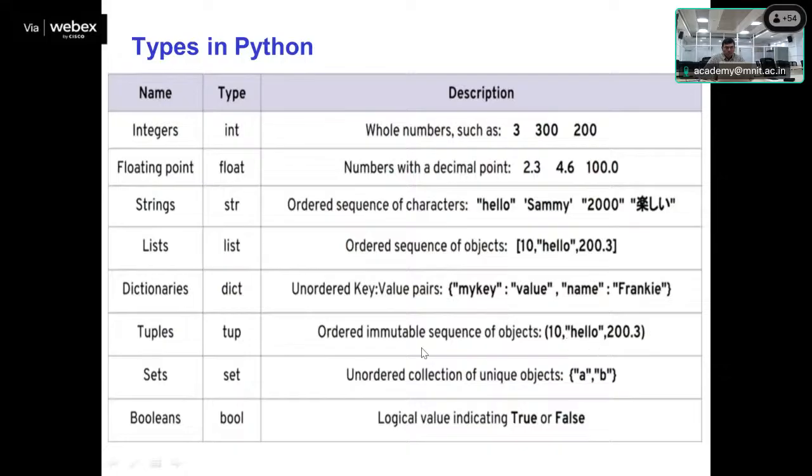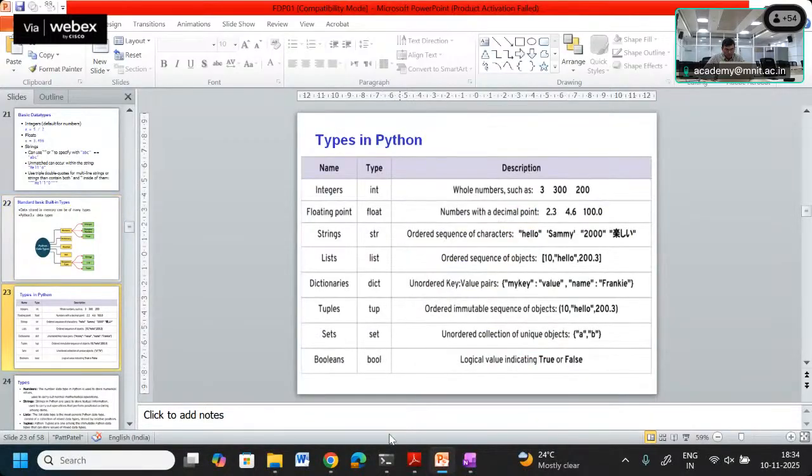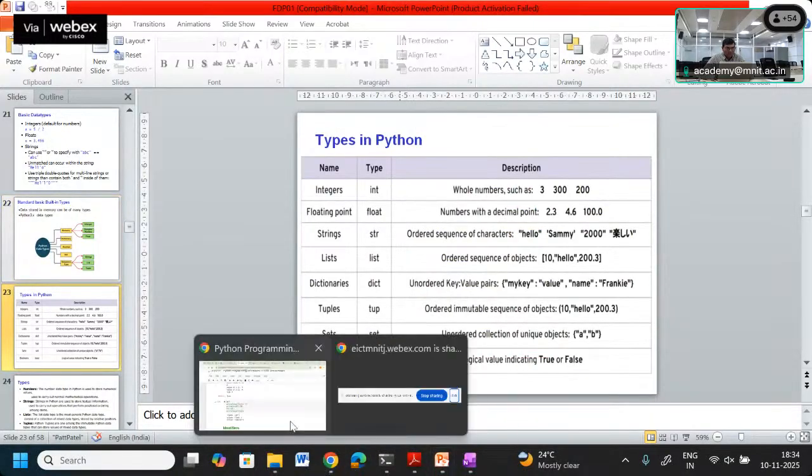The only thing is that tuples become immutable once they have been created. The value of a tuple cannot be changed. A set is an unordered collection of unique objects, represented in curly braces, and it can also contain any type of value. Another data type is the Boolean, known as the bool type, which indicates true or false. So let us check how these data types can be created.